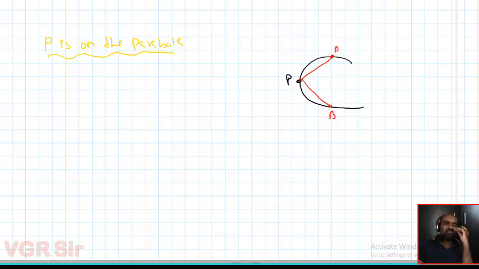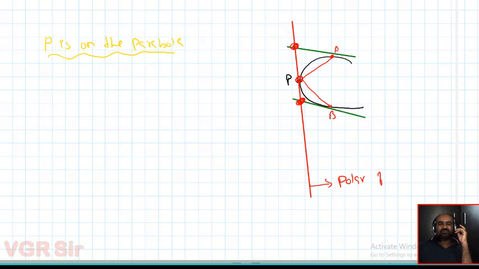Through the extremities of this chord we need to draw tangents. Automatically this is one of the tangents. So through A you can draw another tangent. Through B you can draw another tangent. The important thing is where they are meeting. They are meeting here, here, here. That's why this straight line, the red one, becomes the polar with respect to S equal to 0. Important thing is in this case the pole is on the polar.